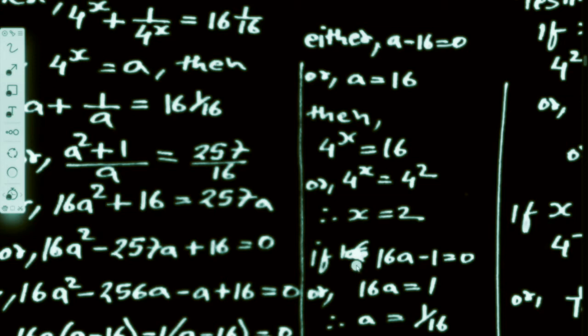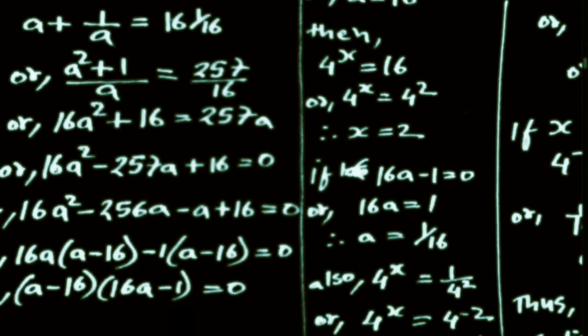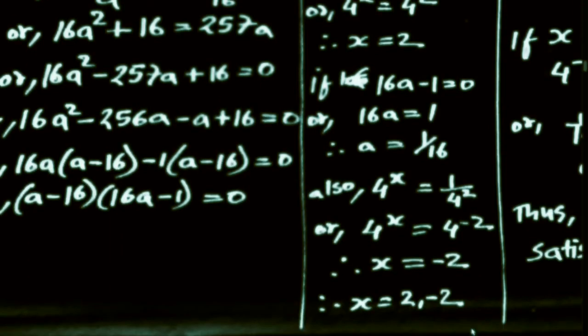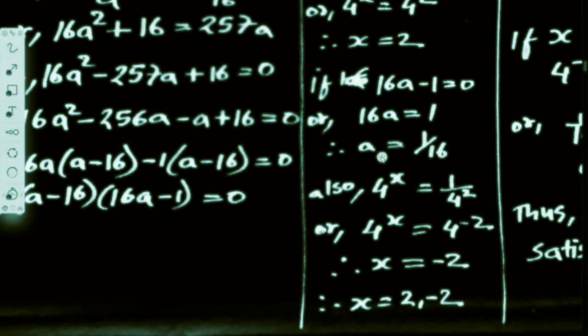Again, we see here, if 16a minus 1 equals 0, or 16a equals 1, therefore a equals 1 by 16. Again, in place of a, we should keep 4 power x.